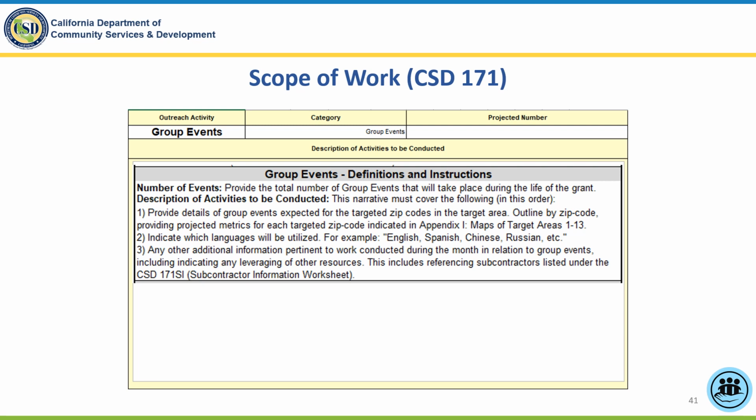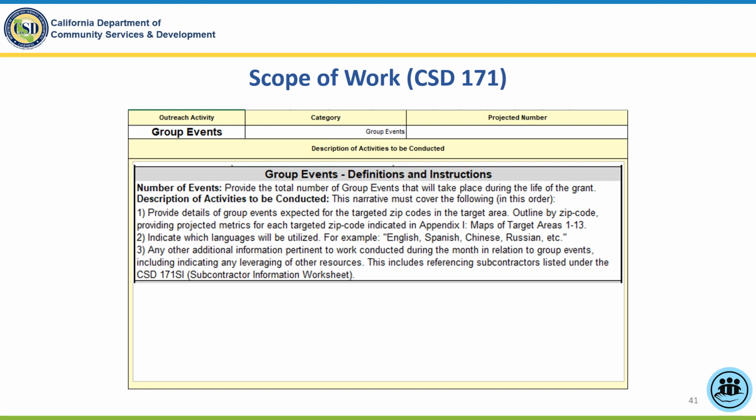In the description of activities, indicate how many group events will take place in the targeted and non-targeted zip codes and provide details and metrics for each. For example, if your organization plans to speak in front of 7 separate city council meetings, you would indicate 7 group events. You would then indicate what outcomes you hope to gain from speaking at the city council meetings, who may be attending the city council meetings, how you will define a successful speaking engagement, and your plan for tracking the results and reporting them to CSD. Please be as specific and detailed in your description of activities as possible.